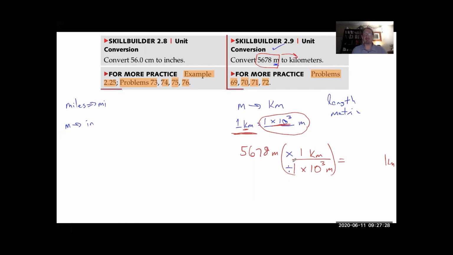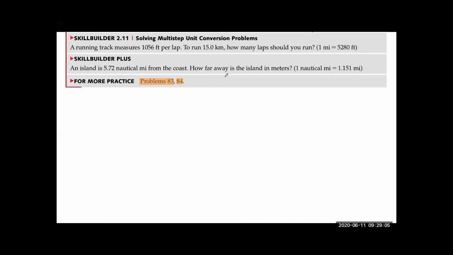So numerically on the calculator, you're going to take that and divide by this number. And then what happens is that the meters cancel out here and you're only left with kilometers, okay? And basically what you're doing when you divide, this is 1,000, it's going to move the decimal over 3 places. And so your answer is going to be 5.678 kilometers.